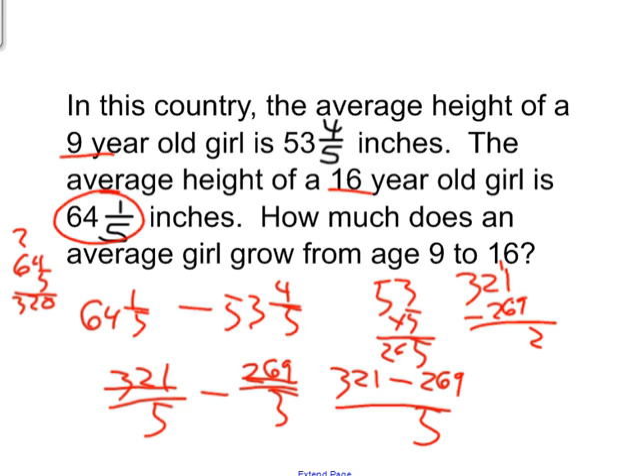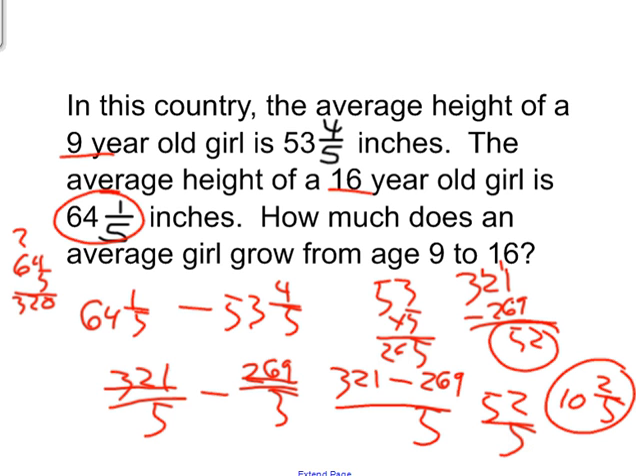11 minus 9 would be 2. 11 minus 6 would be 5. So it'd be 52 fifths of inches. As an improper fraction, I need to reduce that. It would be 10 and 2/5 of an inch is how much the average girl grows in that time.